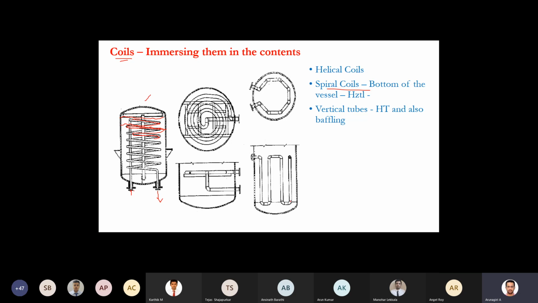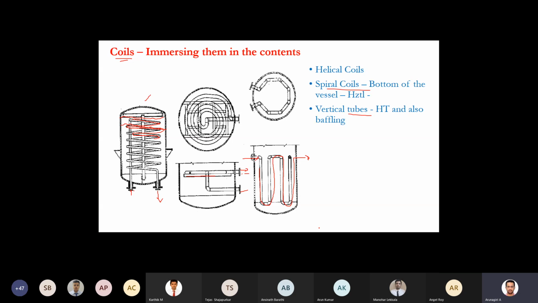Then another one is spiral coils. Normally these spiral coil arrangements will be placed at the bottom of the vessel. At the bottom of the vessel they will be horizontal, so it goes like this, then it circulates like this, then it goes out, or it may be reversed. Another case is vertical tubes. Normally here, if you introduce this, the liquid flow direction will be like this.